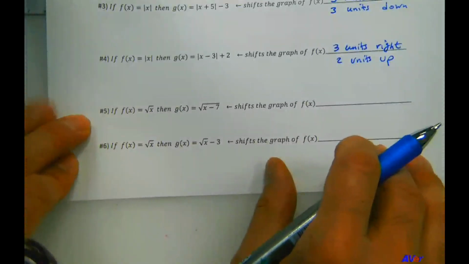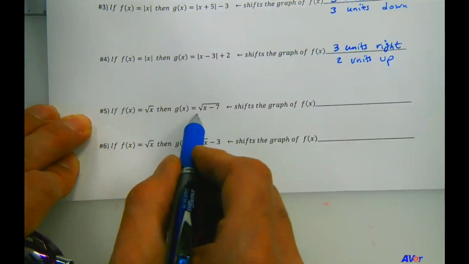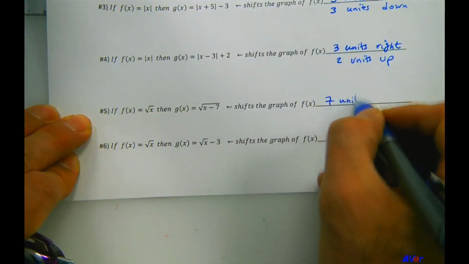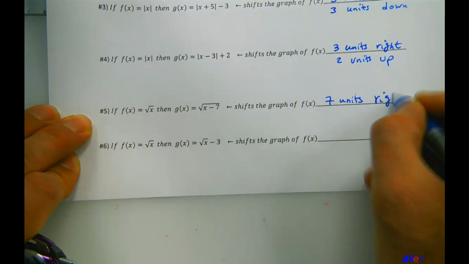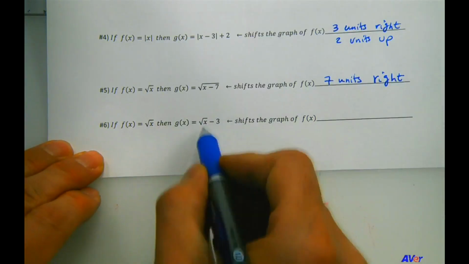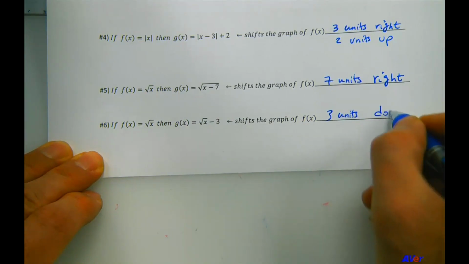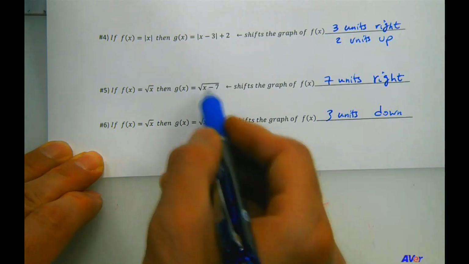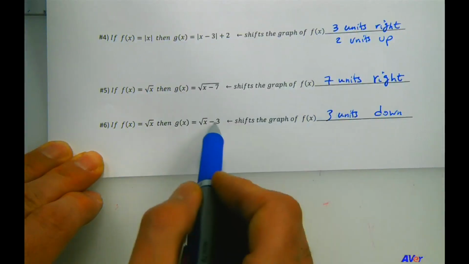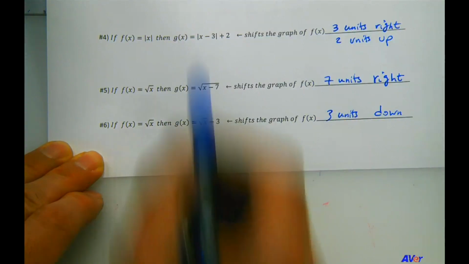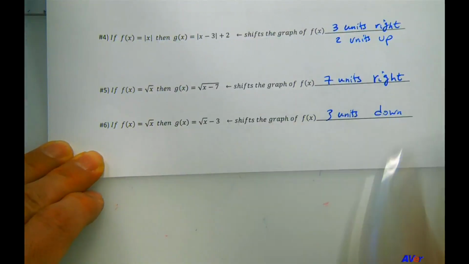Number 5. We have the square root function, and we want to talk about the transformation of it here in g of x. So 7 units, left or right? h must have been positive 7, so 7 units right. Again, square root function. We have the square root of x minus 3. So 3 units down, because this 3 is on the outside. This 7 is on the inside, so the horizontal shift happens to the right. But this 3 is on the outside of the function, so the shift happens up or down, depending on this value. It's negative, so it's 3 units down. Okay?